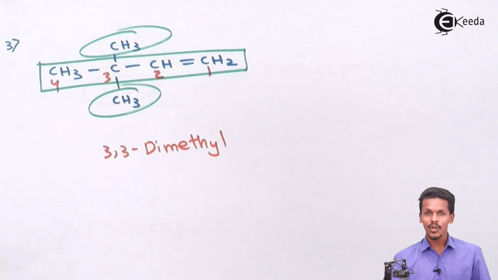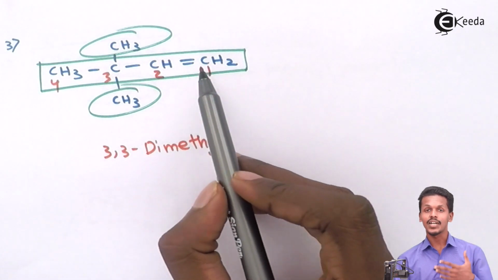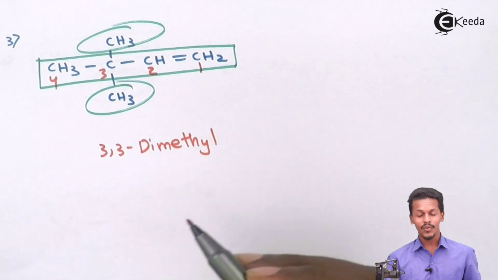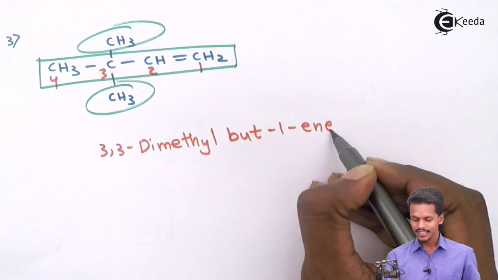But what about the number, or what about the locant of the carbon-carbon double bond? Yes, even that is the one that we should consider. We consider that the carbon-carbon double bond starts from carbon number 1. So therefore, the name of this would be but-1-ene.